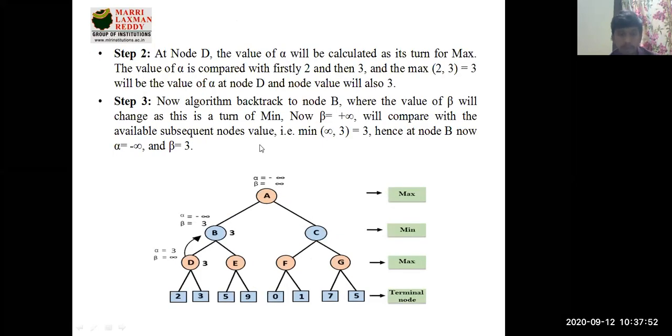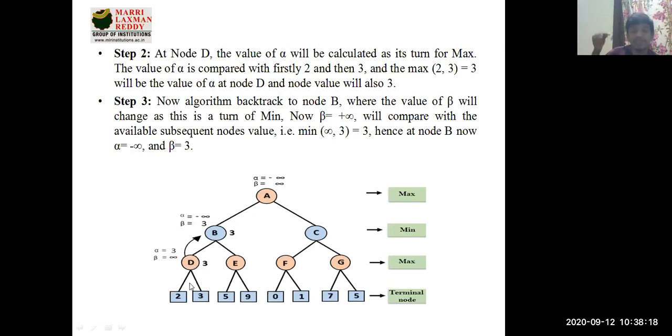So now we are moving on to step 2. As compared with the previous approach, at level 2 it is the minimized value. At node D, you can see the values are 2 and 3. Here we are talking about node D, because the values are allocated to the child nodes, and we need to compare these values and select accordingly. If you want to get the value of B, you need to traverse these two, D and E, and get the values from the child nodes.